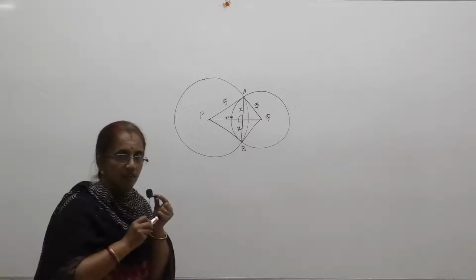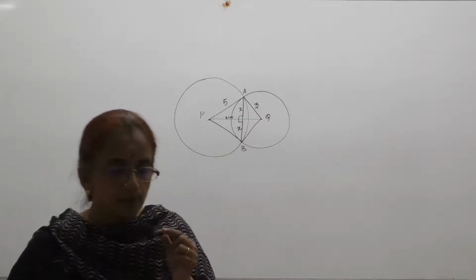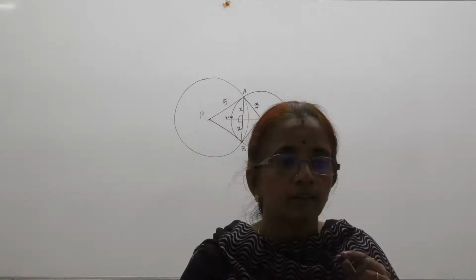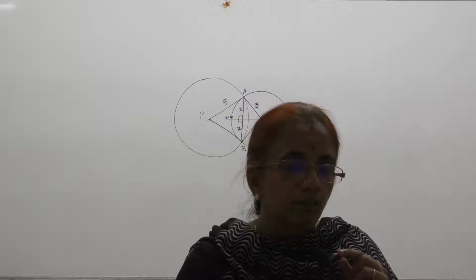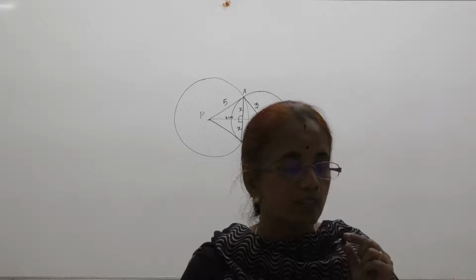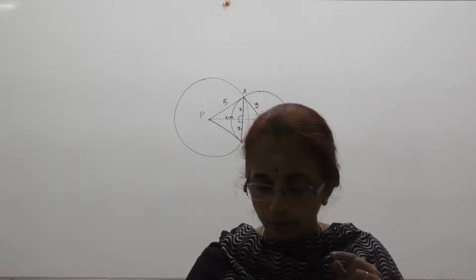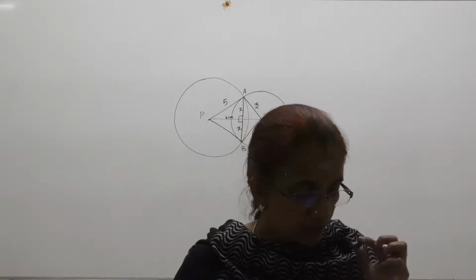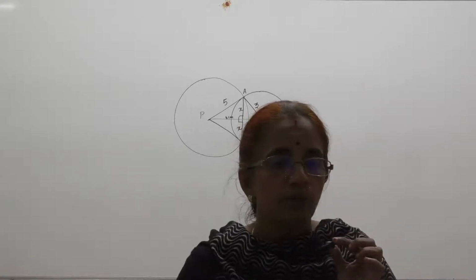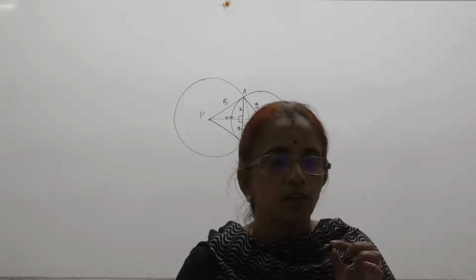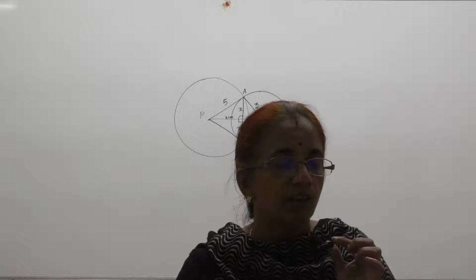Actually, I would suggest that you draw two circles of radius 5 centimeter and 3 centimeters and find out the length of the common chord. That is the best thing to do. That is a more practical way to understand this problem. So I'm giving this also as an exercise for you. Draw the two circles and find out the length of the common chord.